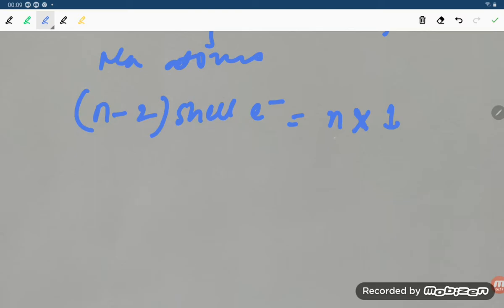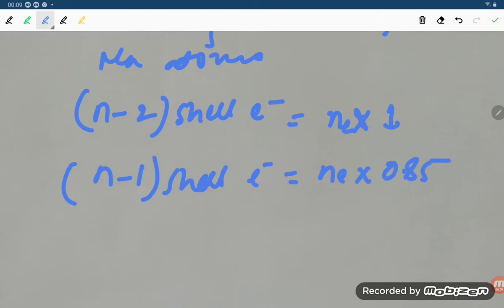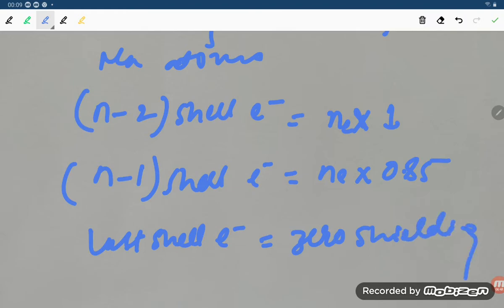N is the number of electrons, and for n minus 1 shell electrons, it is Ne into 0.85, right, student? And for the others, when you are going to calculate, student, let us try to solve it out. For the last shell electron, there is zero shielding effect. So for the last shell, no effect is there, student.